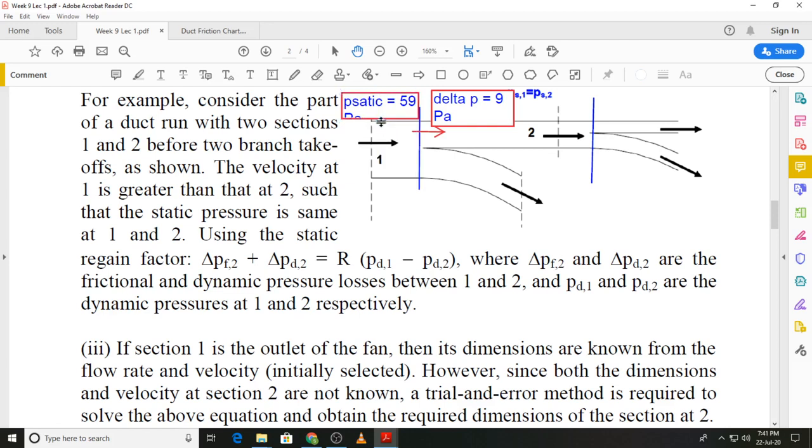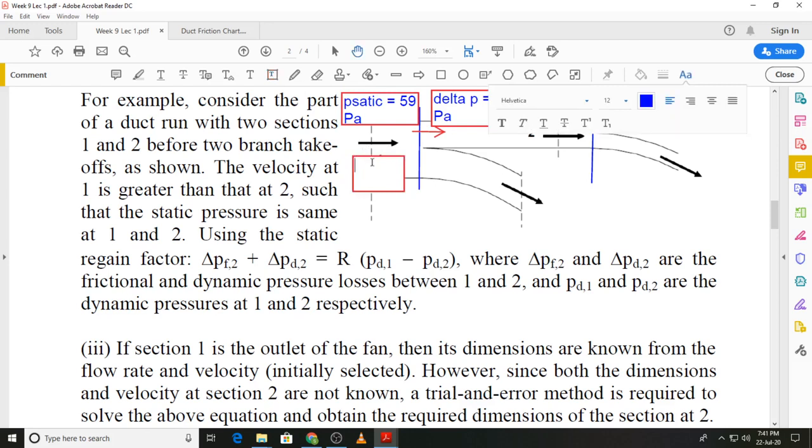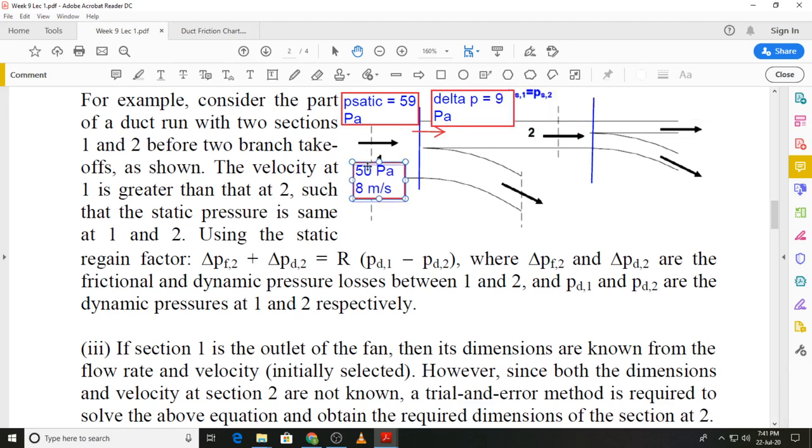So there is an increase in the static pressure due to the reduction in the velocity. And then at this point we had a static pressure of 50 pascals, and the velocity was 8 meters per second. So that was the condition just before the branch takeoff at section 1.